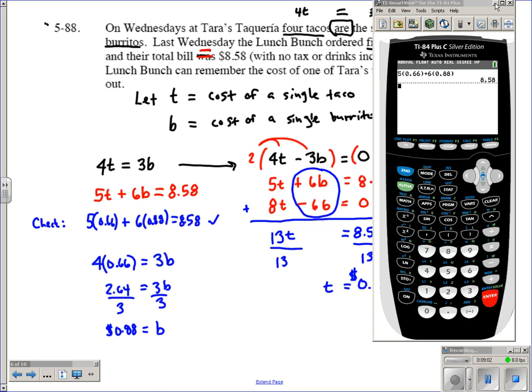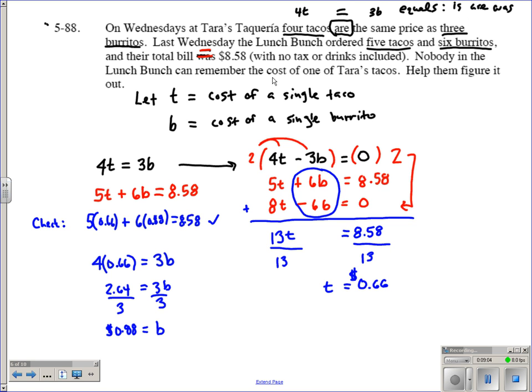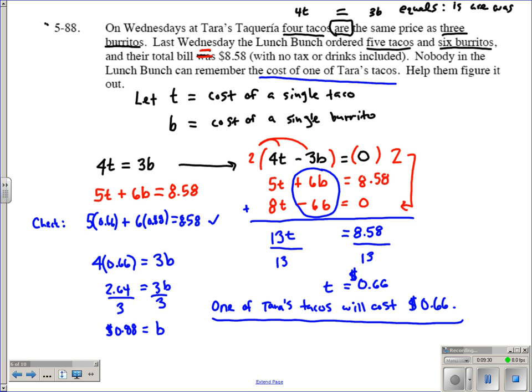The last step we have here is just to make sure that we state what it's asking for: the cost of one of Tara's tacos. So we should say one of Tara's tacos will cost 66 cents. And we're done. This is problem 5-88. Thanks for listening. Hope this helped you out.